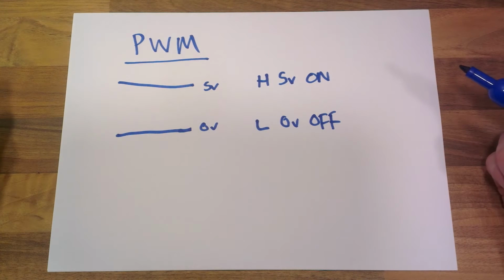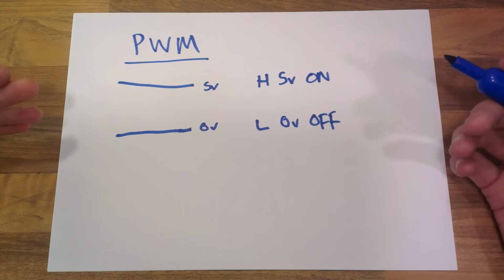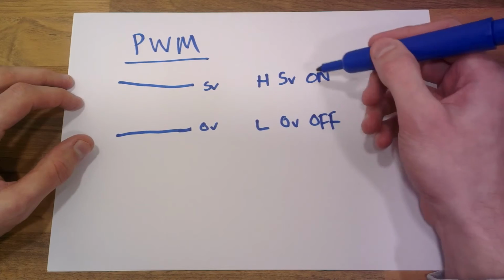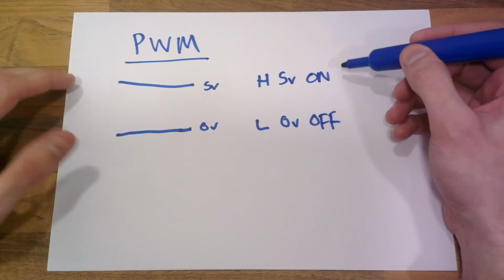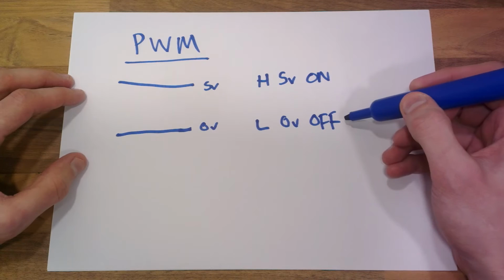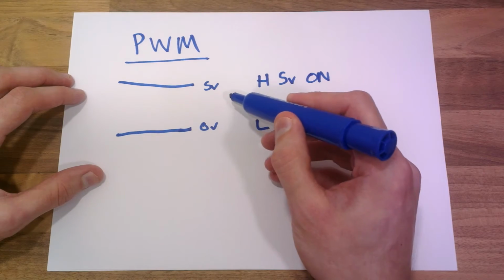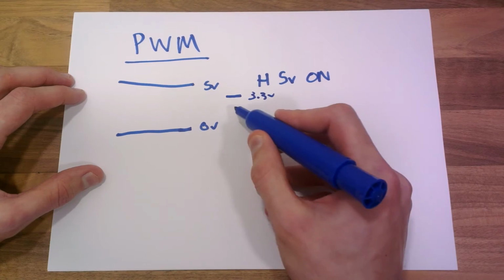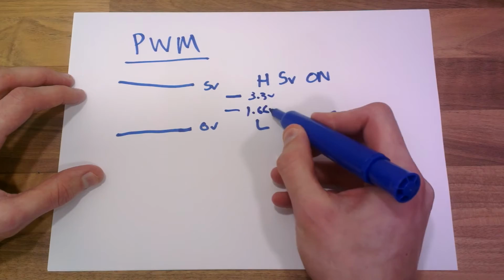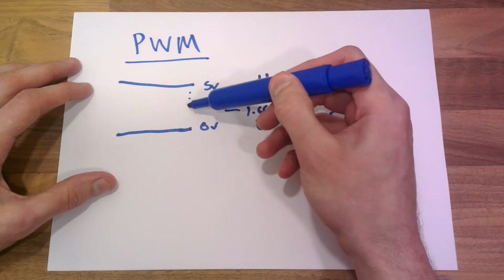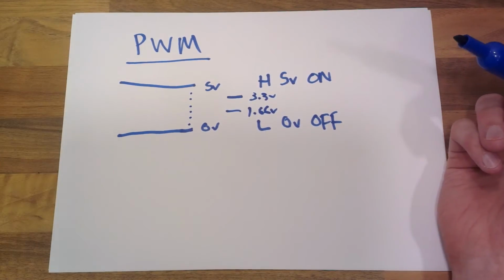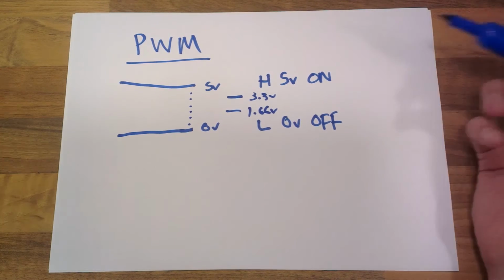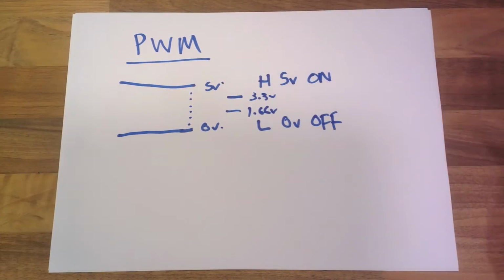So the problem with this is that you can't actually output anything in the middle. If we want to turn something on, that's fine, we can output high. If we want to turn something off, we can output low, and that's fine. But what if we want to output, say, 3.3 volts? Or what if we want to output 1.66 volts? Or what if we want to output something else in between? Well, the answer is you can't. It's digital. You can only output 0 or 5, and that's all. That's everything. That's all you can do.